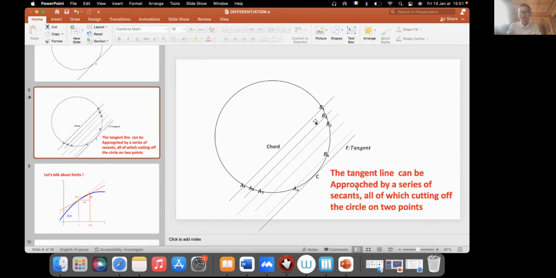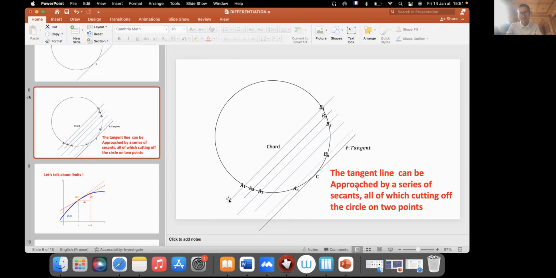So these parallel lines are all secant lines, right? Secant line rays, and we got a lot of chords. And we found some interesting things.